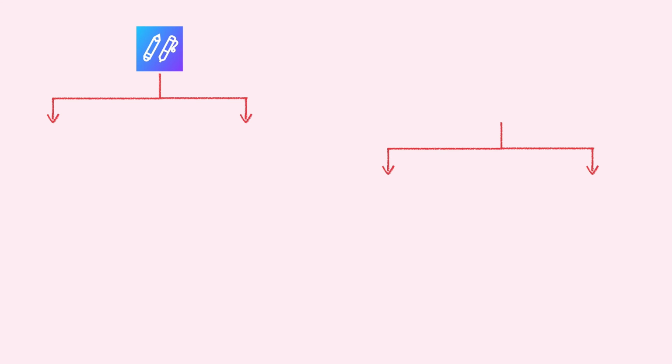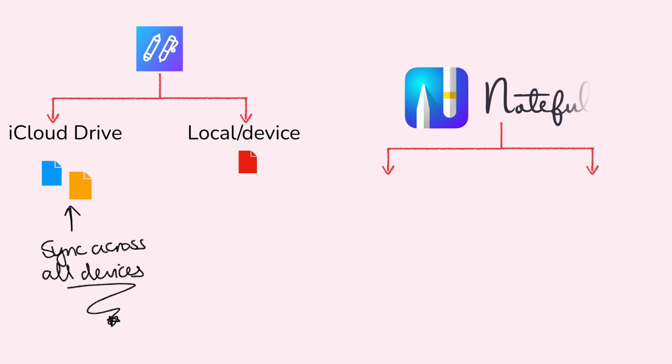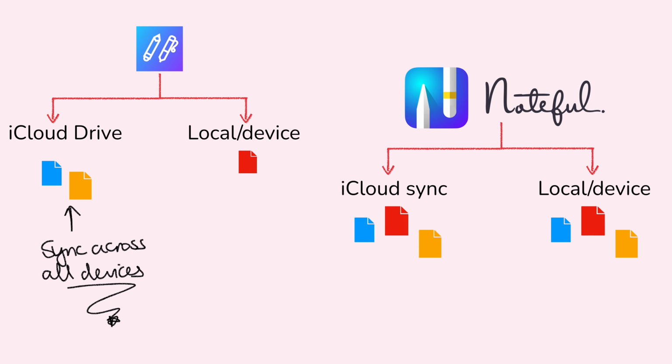COLLANOTE saves some of your notes in iCloud Drive and others on your device. The notes in iCloud Drive are accessible on any device. NOTEFUL, on the other hand, has a superior setup. All your notes sync via iCloud and all of them have a local copy.